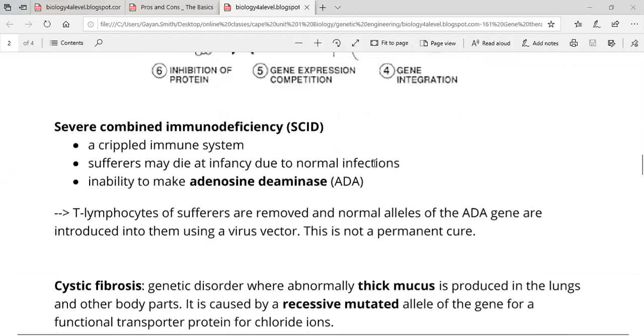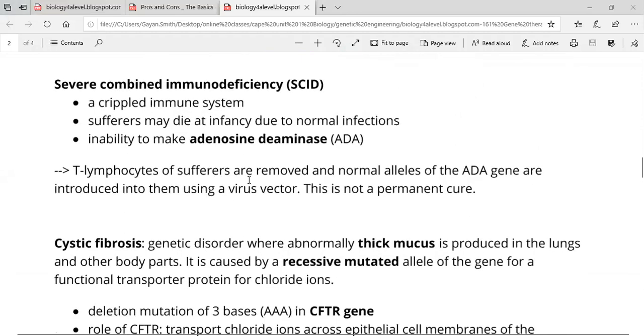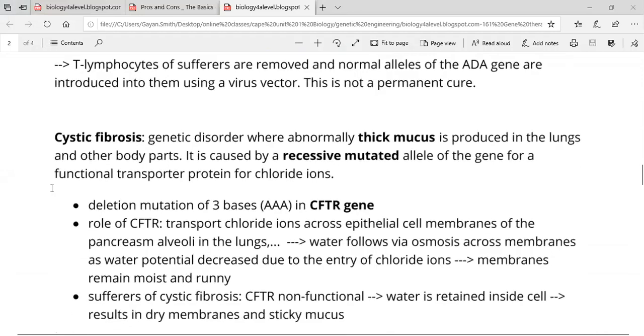Sufferers may die in infancy due to normal infections, and some of them have an inability to make adenosine deaminase. So T lymphocytes of sufferers are removed, and normal alleles of the ADA gene are introduced into them using a virus vector. This is not a permanent cure.